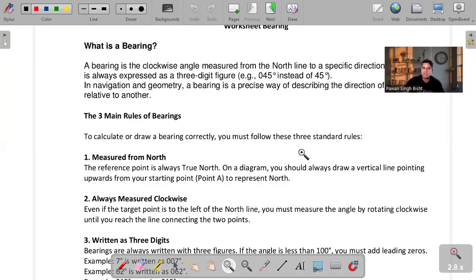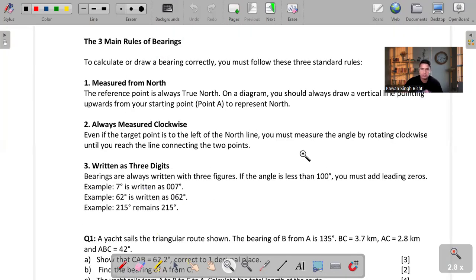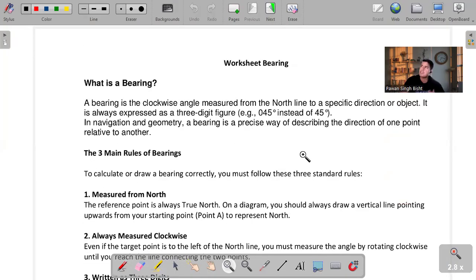Now, where is the application? We use bearing in navigation and geometry. It is a precise way of describing the position of an object from one point to another. For example, if I say point B is on a bearing of 45 degrees from A, we exactly know that from point A, B is on a bearing of 45 degrees, in the clockwise direction. We draw the angle and we know the specific position of point B.